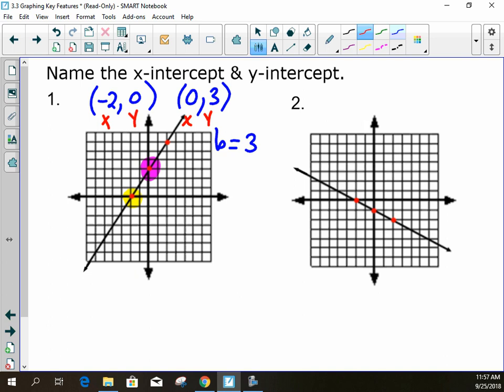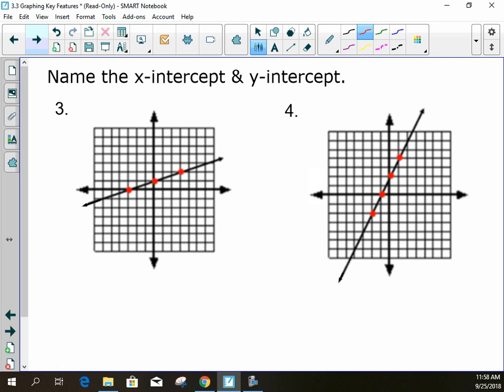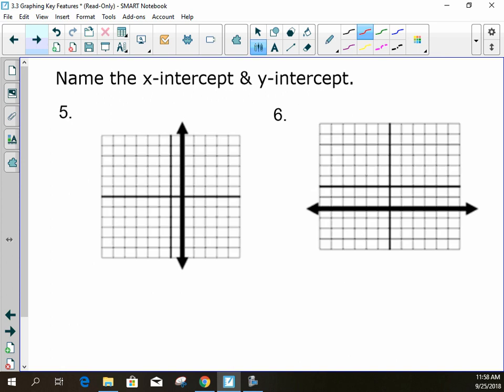So here's my x-intercept. It's -2, 0. Here's my y-intercept, 0, 3. Bam, I'm done. We're now going to move on. Do I need to go over another one of these? Pretty simple, huh? Pretty simple. All right, number 5. What's my x-intercept for number 5?